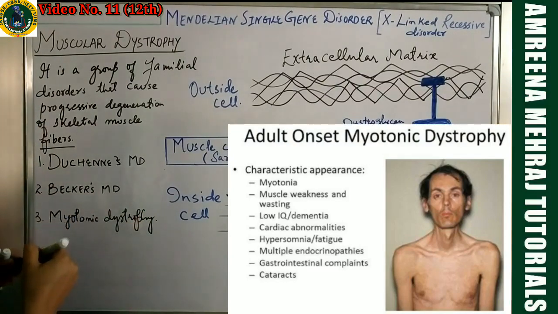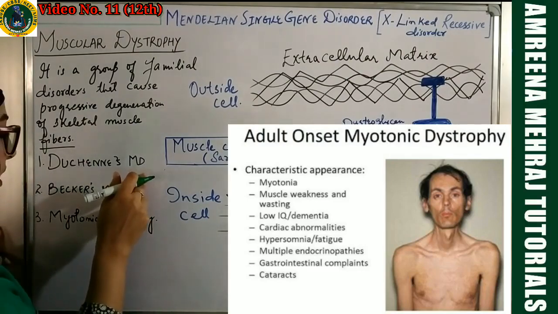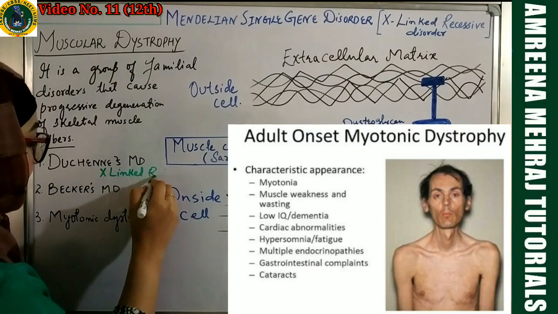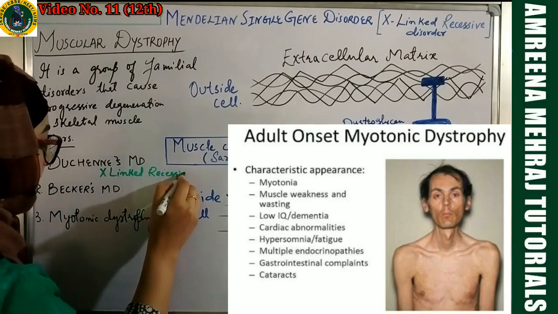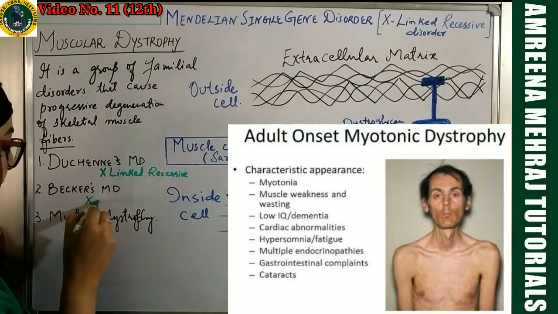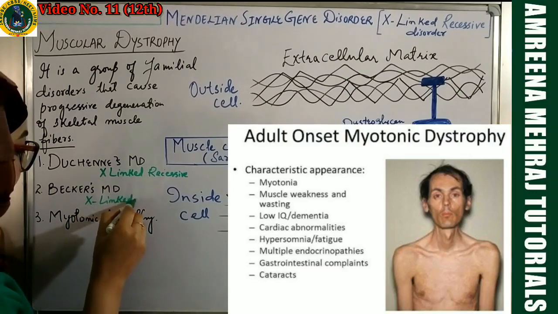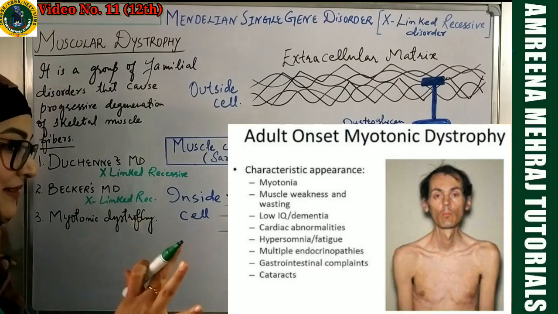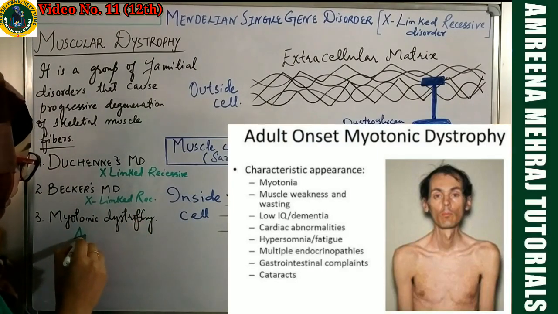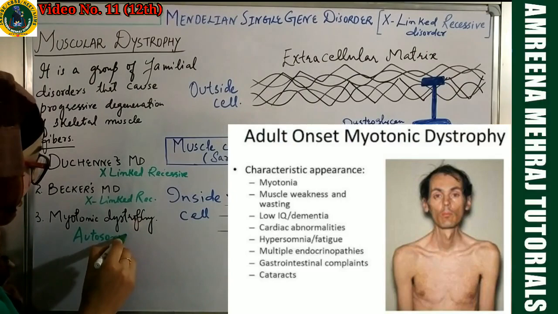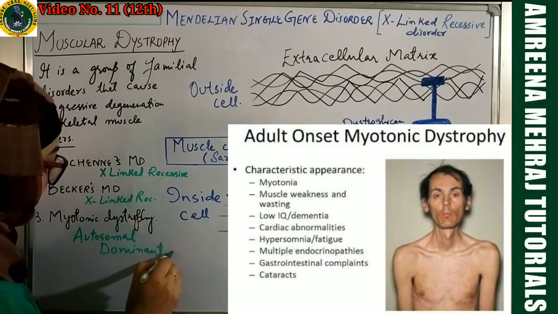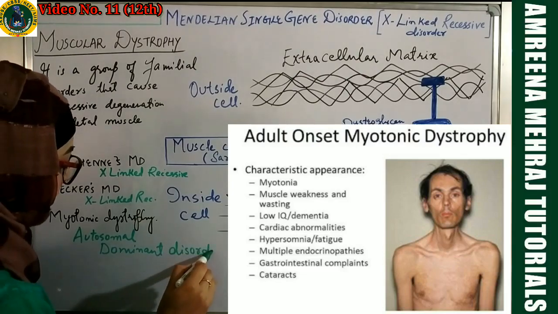Now, my dear students, what you people need to remember is that Duchenne's muscular dystrophy is an X-linked recessive disorder. Becker's muscular dystrophy is also an X-linked recessive disorder. Very important for you people to remember. But this myotonic dystrophy is not X-linked. That's very, very important. This is autosomal, not even recessive. This is an autosomal dominant disorder. This is the first thing you need to remember.